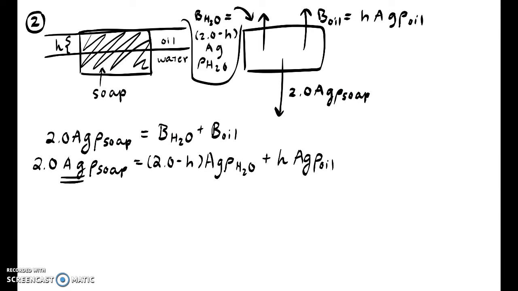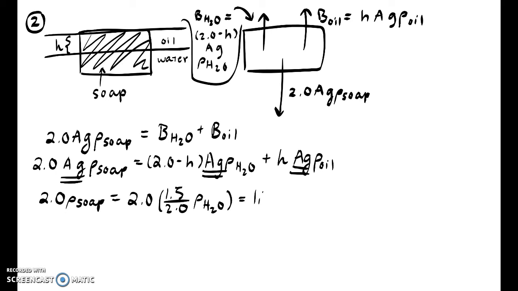Now, once again, we have AG on both sides, so we can cancel those out, and we have 2.0 times the density of soap, which we found is actually related to water. The density of soap is equal to 1.5 over 2.0 times the density of H2O, so the left side is equal to 1.5 times the density of H2O. And we know that this is equal to 2.0 minus H times the density of H2O plus H times the density of oil, which is just 0.6 times the density of water.